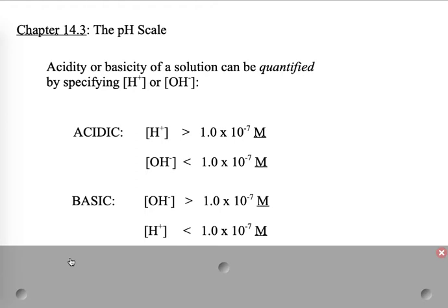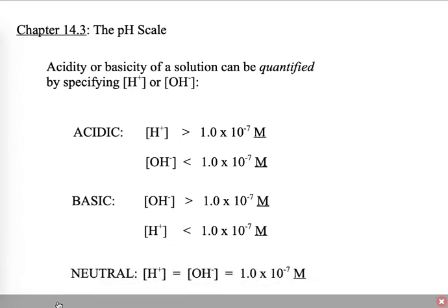What is the significance of that value, 1.0 times 10 to the negative 7th molar? Well, you'll recall that is the concentration of both the hydroxide ion and the hydrogen ion in a neutral solution. Now, these numbers are very, very small, and using scientific notation can sometimes be cumbersome. So to simplify very small numbers, scientists decided to use the logarithmic scale, which of course is the pH scale.